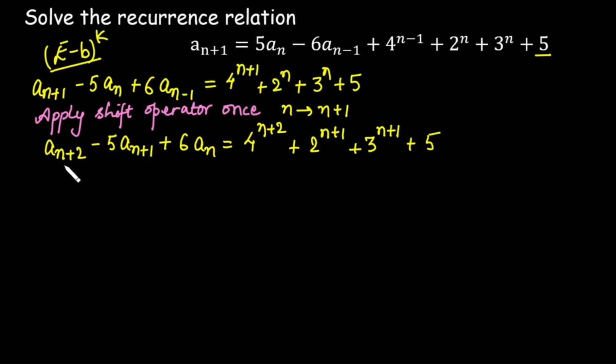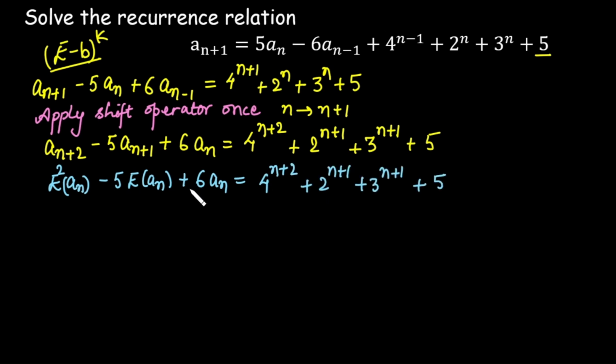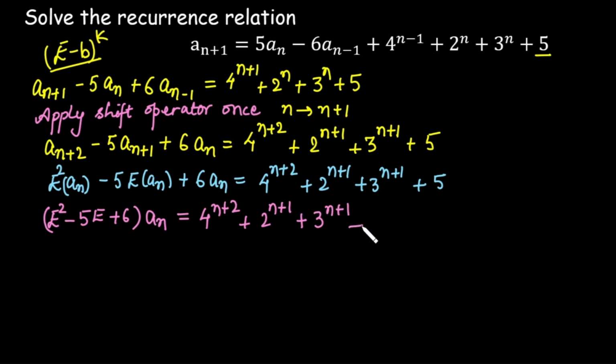Now write this in the form of operator. This is basically E square of an minus 5 times E of an plus 6 of an is equal to the right hand side function as it is. Now take an common from here. This is E square minus 5E plus 6 of an is equal to 4 raised to power n plus 2 plus 2 raised to power n plus 1 plus 3 raised to power n plus 1 plus 5.